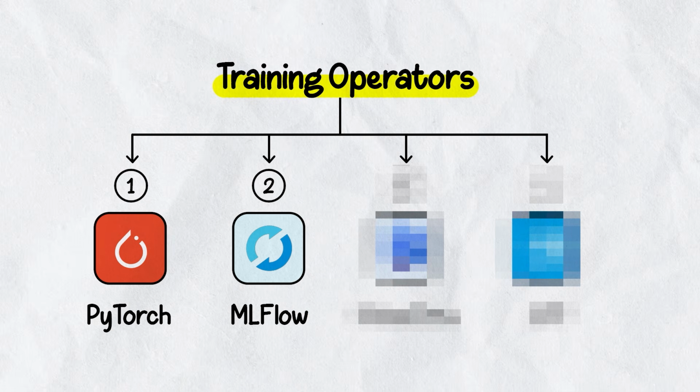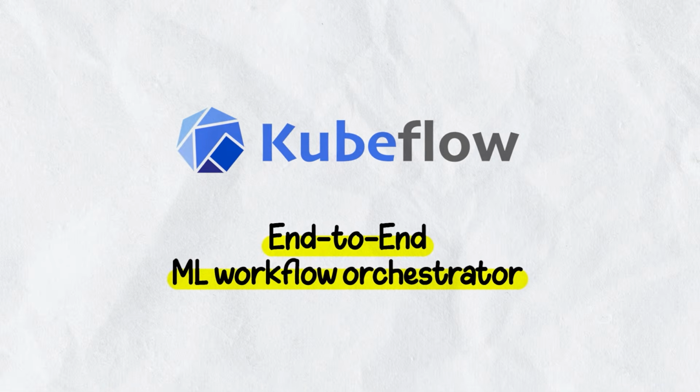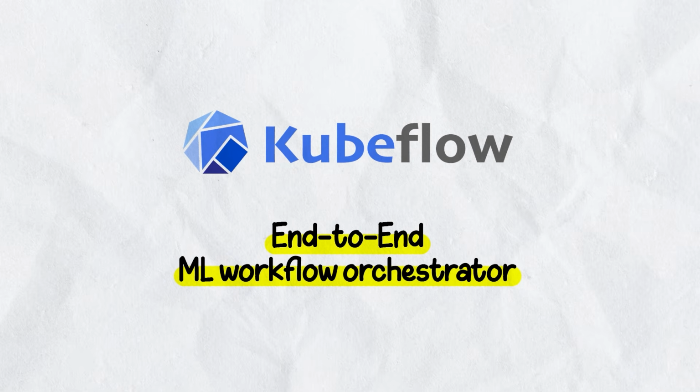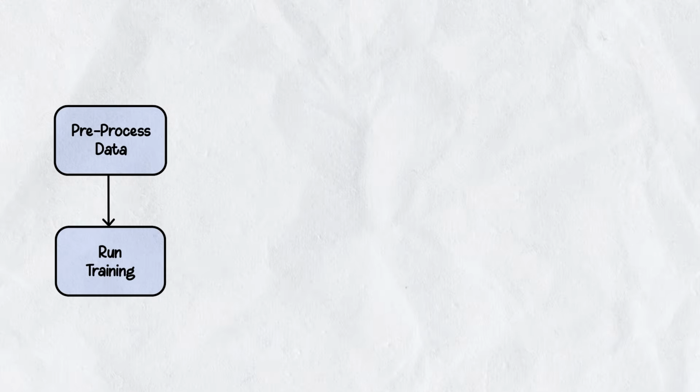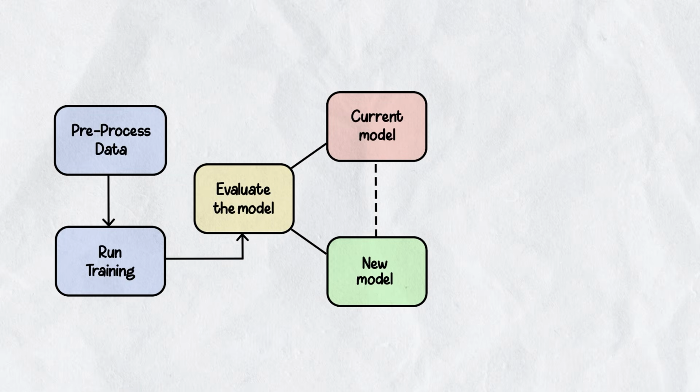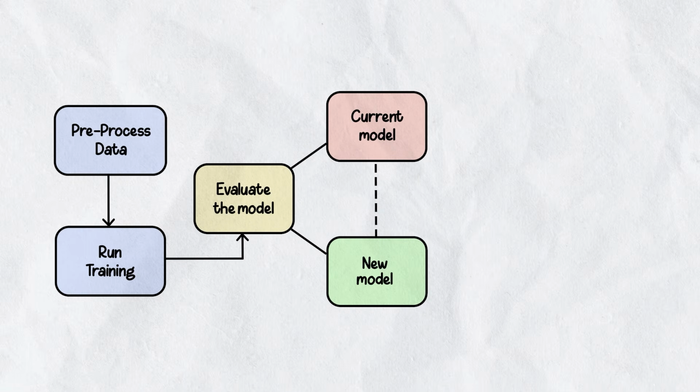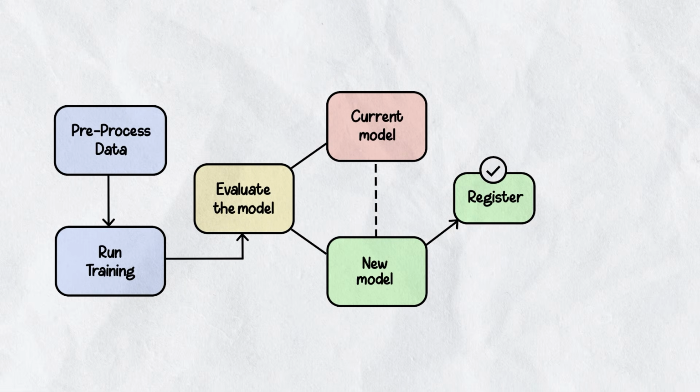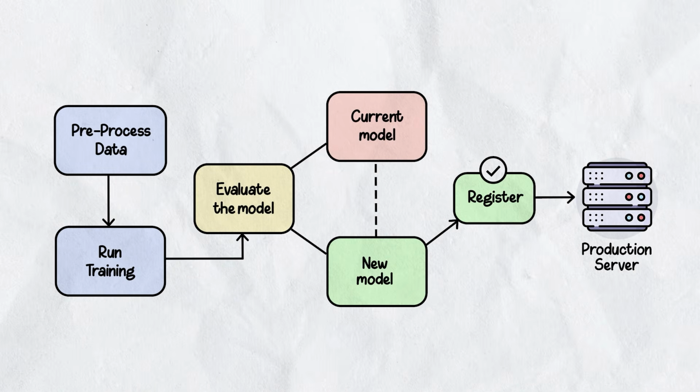Now, another tool that you must know is Kubeflow. It's an end-to-end ML workflow orchestrator. A training run is never just one step. You pre-process data, run training, evaluate the model, compare it against the current production model, register if it's better, and then trigger a rollout to the production servers.